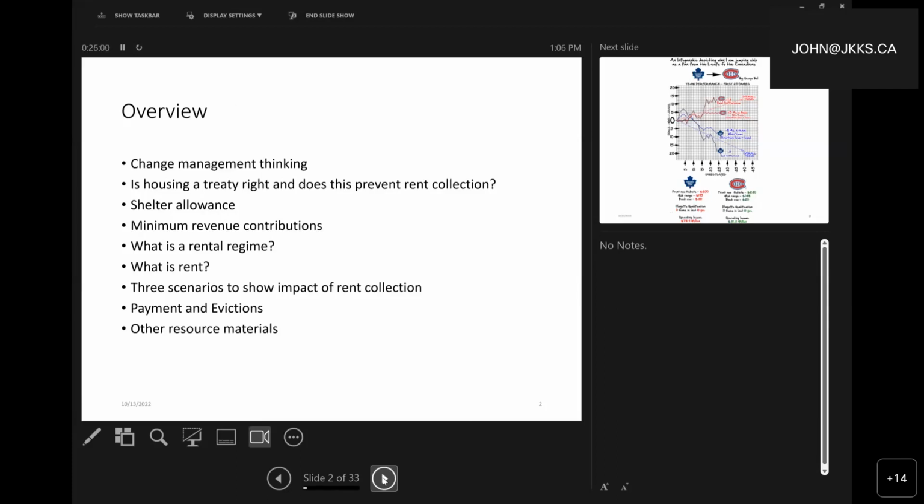I also want to talk about whether housing is a treaty right, and does this prevent rent collection? I want to talk a bit about shelter allowance, the minimum revenue contributions, what is a rental regime, and even more important, what is rent? I want to give you 3 case studies to show the impact of rent collections on the budgets. I also want to talk about payment and evictions, as well as other source materials to help people trying to understand more of the rental regimes or policies that exist out there.